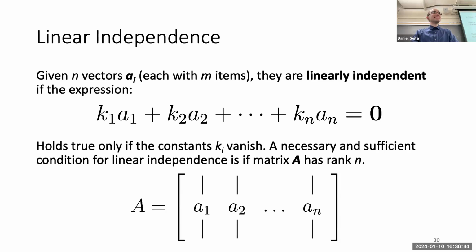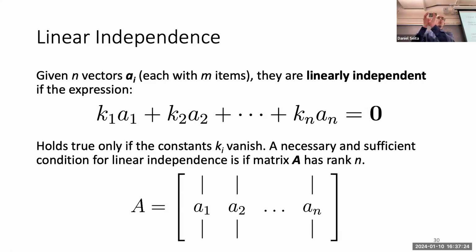All right, linear independence. If you have n vectors, each of them with m items, then they're linearly independent if this expression is equal to the zero vector only when all the constants, k1, k2, up to kn, are zero. If there exist some values of these k's, not all zero, that make the whole sum zero, then they're linearly dependent.